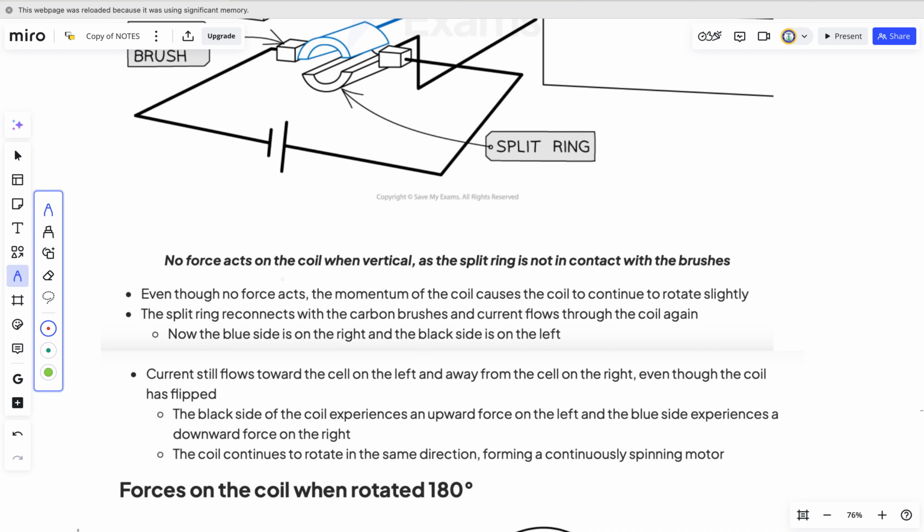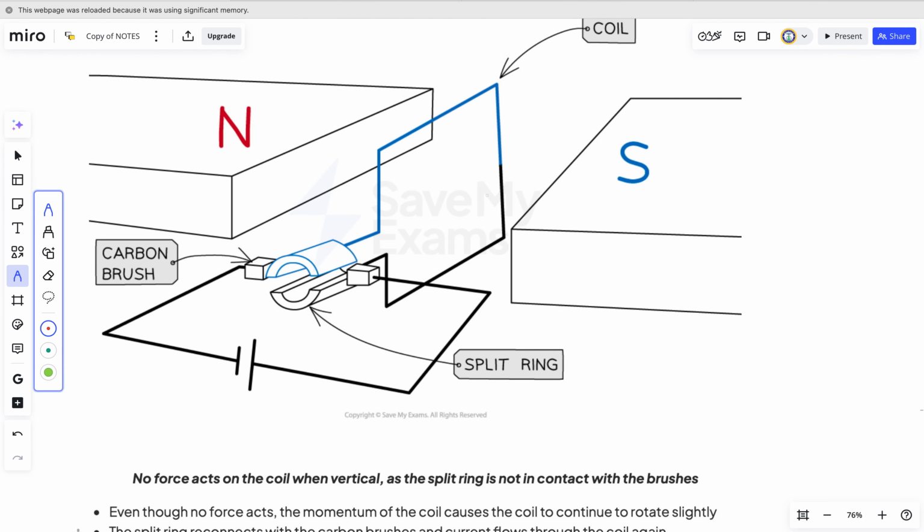Now, no force acts on the coil when vertical, as the split ring is not in contact with the brush. No force is created here. No force is created to cause rotation to happen. But the rotation will still happen, however. The rotation will still happen because of the torque. They might ask in the exam, at 90 degrees or when the coil is vertical, there is no force created at that point to cause rotation. What then keeps the rotation going? The rotation is kept going with the torque.